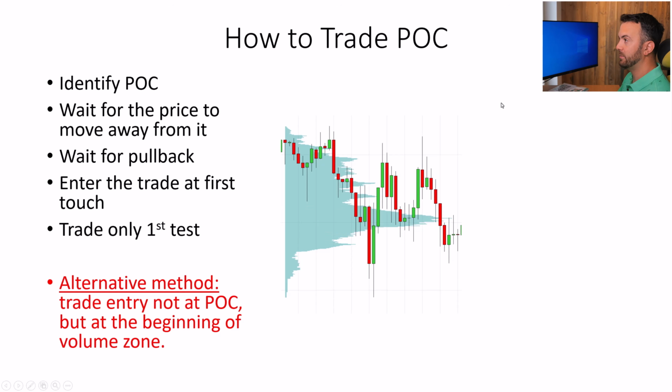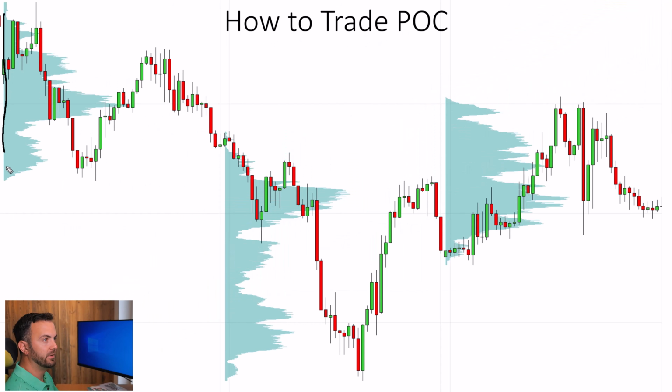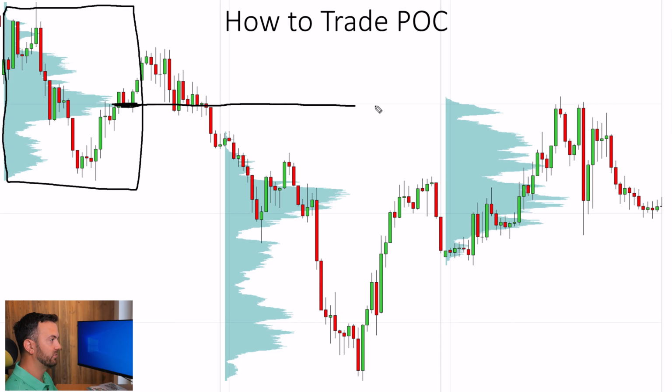All right, let's get to some examples. So first, take a look at this volume profile. It has point of control in here. So let me draw a line there at the point of control. And what you do is you wait for the price to move away from that point of control. In this case, it goes downwards. That means sellers are in control. So it was sellers who were active in here.